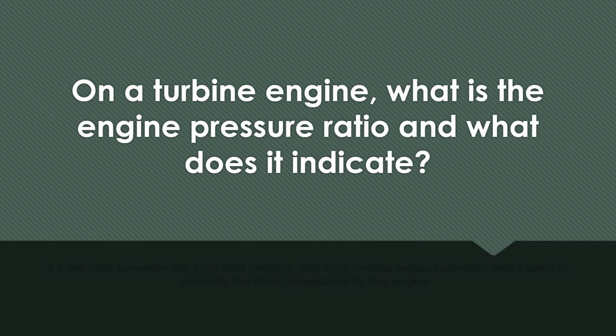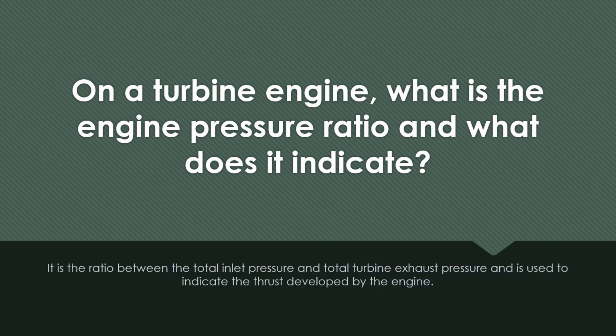On a turbine engine, what is the engine pressure ratio, or EPR, and what does it indicate? It is the ratio between the total inlet pressure and the total turbine exhaust pressure and is used to indicate the thrust developed by the engine.